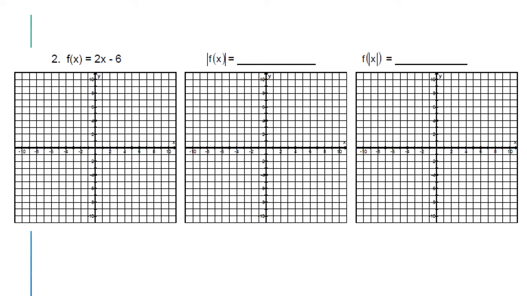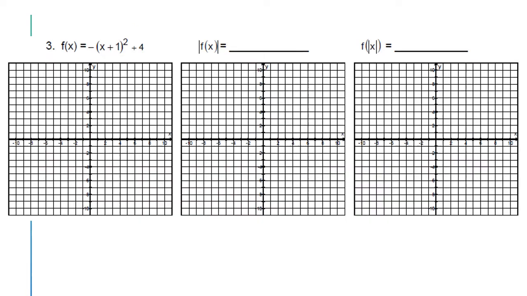with absolute value of 2x minus 6. So remember, you're going to graph the linear equation. Remember slope and y-intercept. So you have your slope, and you have your y-intercept. So use that to create your graph. And then you're going to take the absolute value of f of x, and then f of absolute value of x, and create your graph from that.